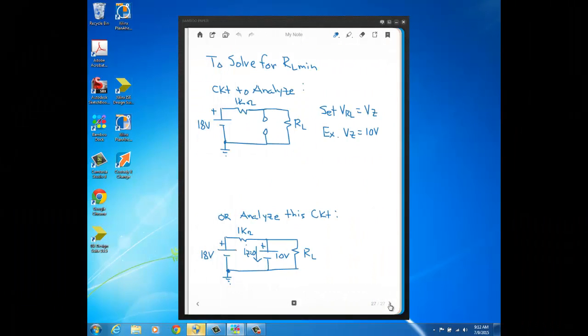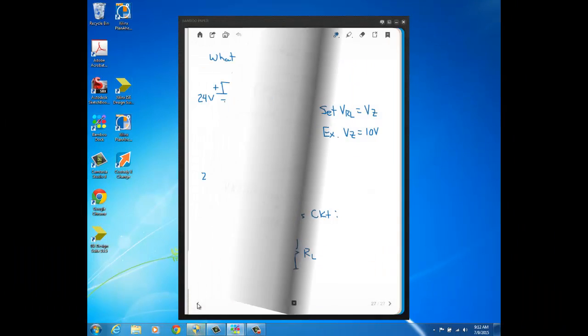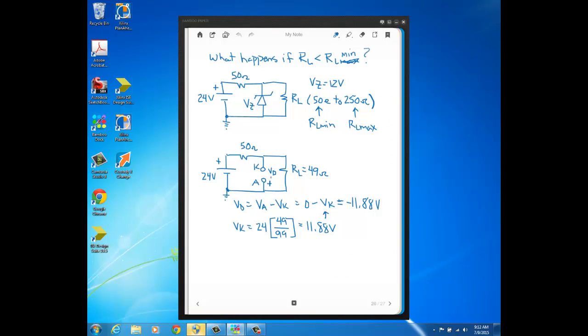So our assumption of reverse bias open, in this case, is true. That's the issue when RL is less than the minimum resistance in the range: you no longer have voltage regulation. So the answer to the question here is no voltage regulation. That's what occurs when you're outside the range on the minimum end.